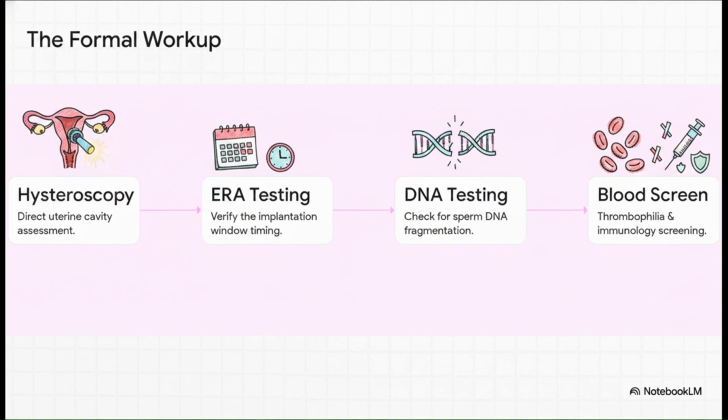A workup usually includes a hysteroscopy for a direct look at the uterine cavity, alongside ERA testing to verify that implantation window timing. It also involves sperm DNA fragmentation testing to make sure male factor issues aren't hiding in plain sight. And finally, thrombophilia and immunology screening if your specific clinical history indicates it. You can literally take this list directly to your doctor to start uncovering those hidden variables.